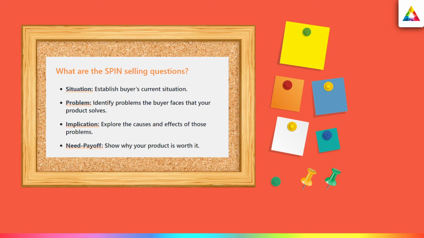Then we have the I, which is for implication questions. And basically this consists in taking the problem that the customer thinks is small and building it up into a problem big enough to justify taking action. So previously we need to make them know they have a problem, but with the implication phase, we need to make them realize that they need to get it solved, that this problem is very important, that they need to get a solution for it.